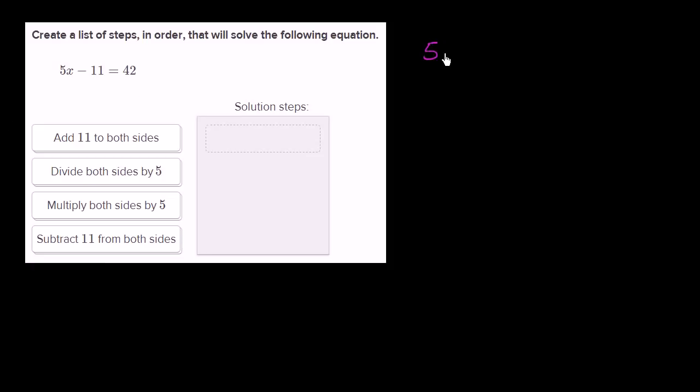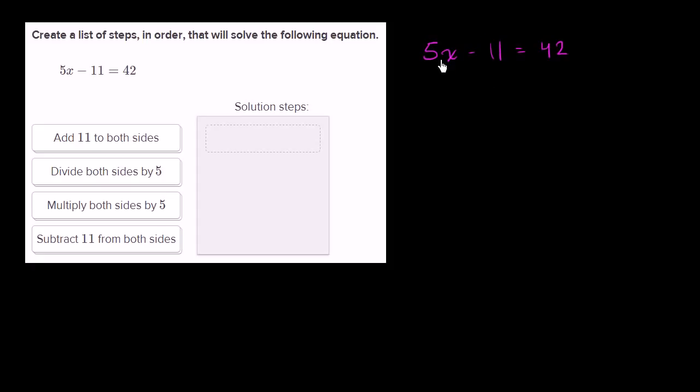So let's say we have 5x minus 11 is equal to 42. And as we've seen before, whenever I like to solve something, I like to isolate the variable that I'm trying to solve for. So I want to isolate this 5x on one side, and then eventually I'm going to try to get that into being an x. So the best way to isolate it is to get rid of this minus 11.